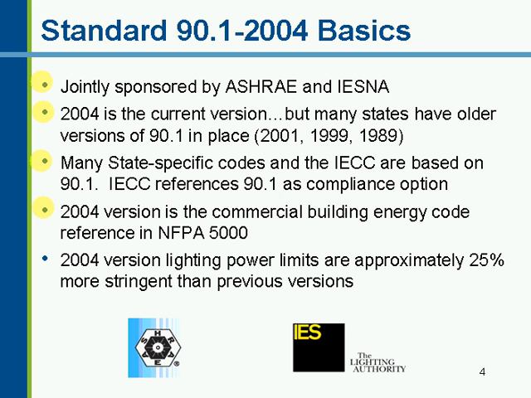And one other note, as you may be aware, this current 2004 version of the standard did have a major change in the lighting power density requirements when it came out that makes it approximately, on a building type across the country basis, an average of about 25% more stringent than previous versions of the standard, which is why it's gotten a lot of interest and why we want to discuss this a little bit more.